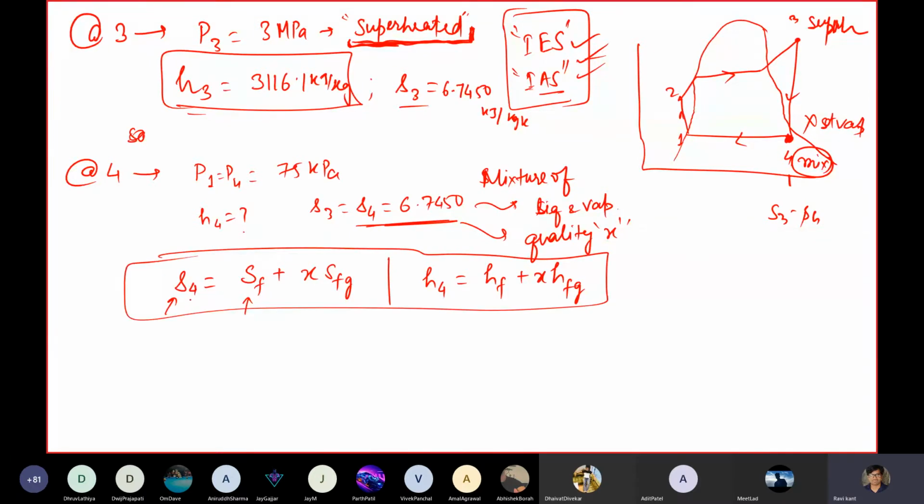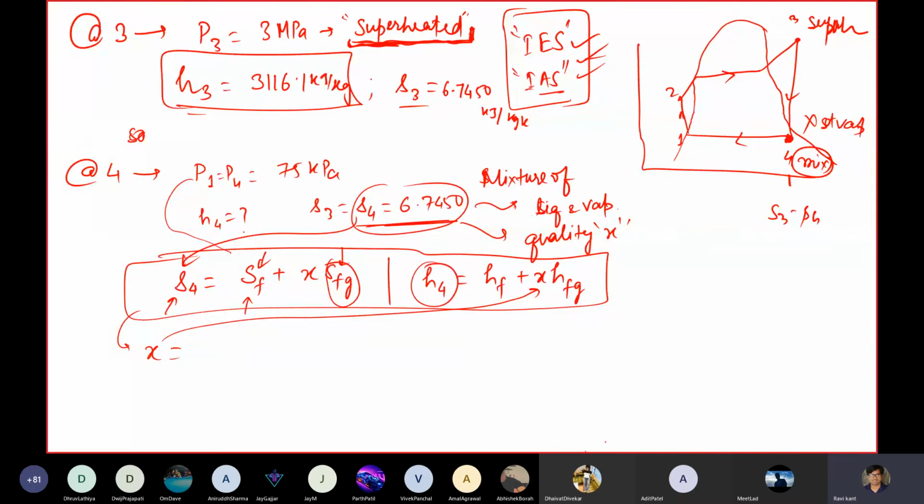Since we have S4 data, we can plug it in here. S_f we can calculate from the table since we have pressures, and S_fg also from the table. So from here we can take out the quality, right? And this quality can be plugged in here to get the H4 data. Agree? So X is equal to S4 minus S_f divided by S_fg.